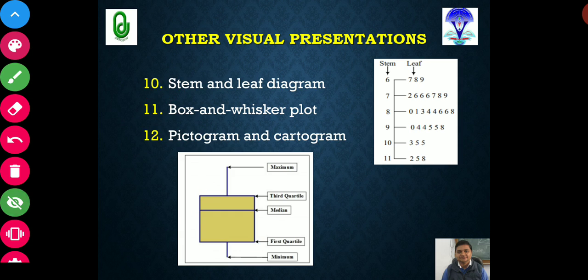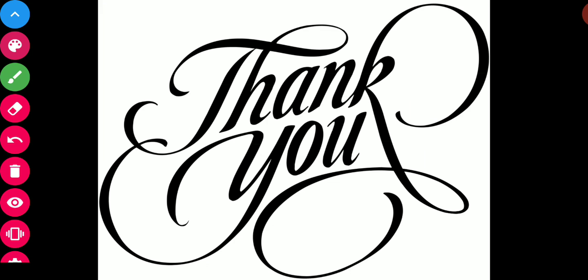So I think with this I am done with the visual representation of data. Hopefully you understood all the concepts that I was willing to convey to you.